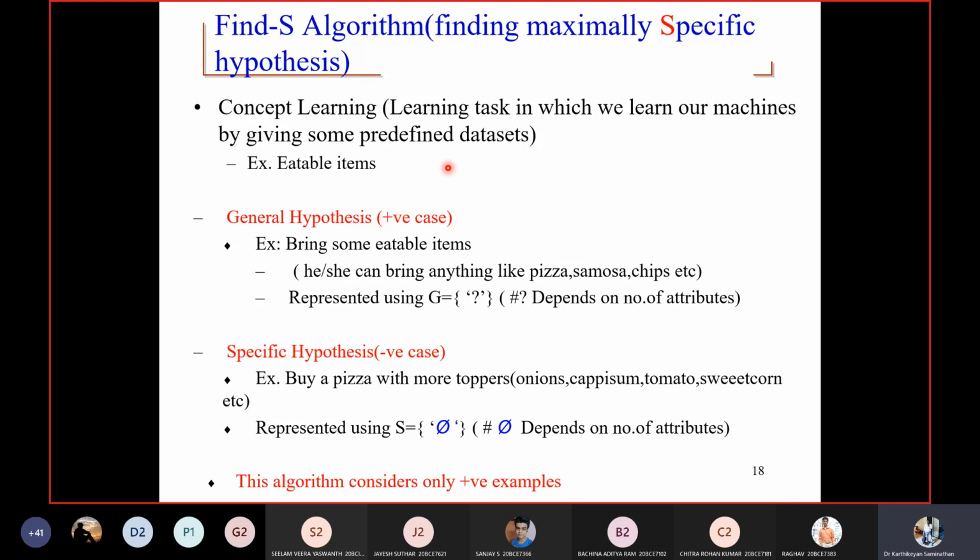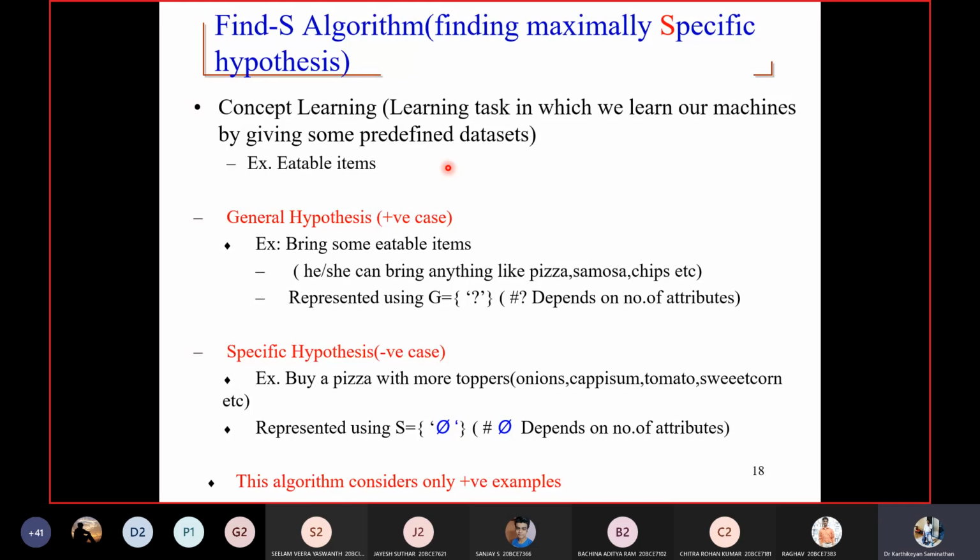The same scenario we are proving here in a theoretical and mathematical way. Whenever you take a sample data set, such as the mtcars data set, air quality, or the Iris flower data set, you take a few samples, and such samples are used to train your machine. That is what concept learning is all about.